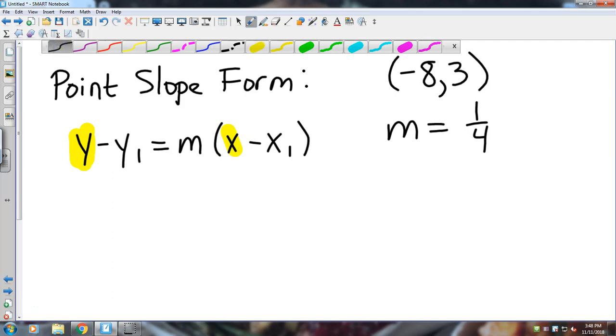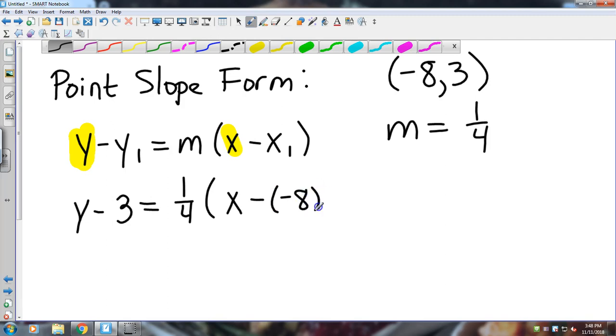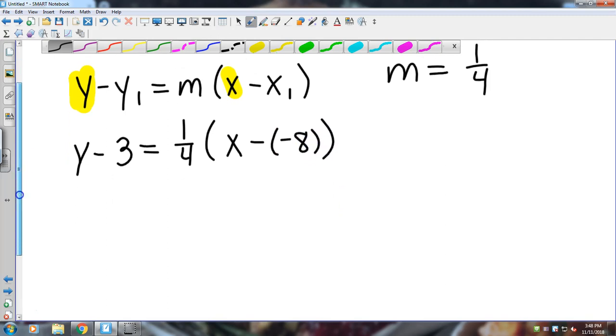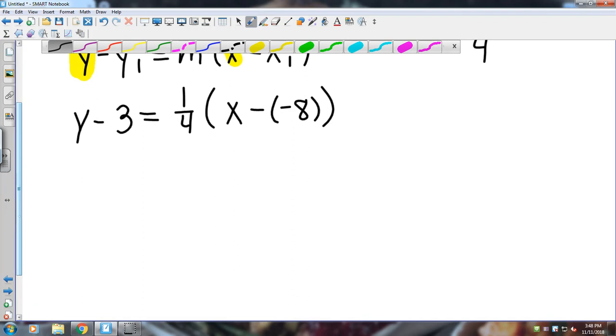So bring that y down, and then I'm going to subtract the y value of my coordinate, and that's 3. Then I'm going to substitute in the slope, which was 1/4. And then I leave the x the same. And then I sub in the minus the negative 8. Now I'm going to clean this up just a little bit because we don't want minus and minus. Minus a negative 8 just changes to a plus 8.